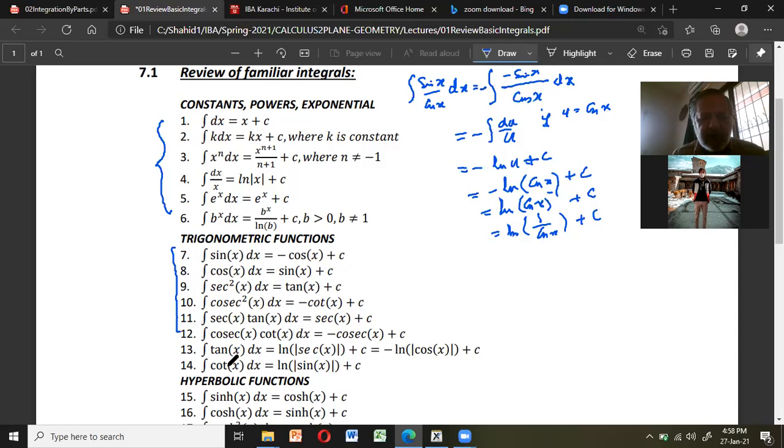cot x का integral कैसे निकालेंगे? तो cos upon sine, and using a similar technique, we get that the numerator in this case, cot is cos upon sine. So sine नीचे है, नीचे का derivative cos ऊपर है, लिहाजा ln sine. So we can use that directly.